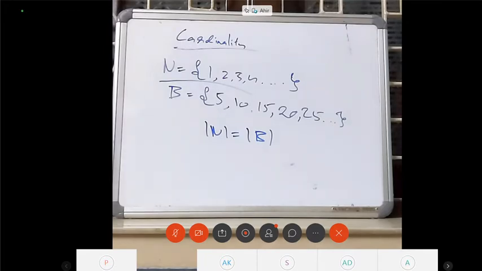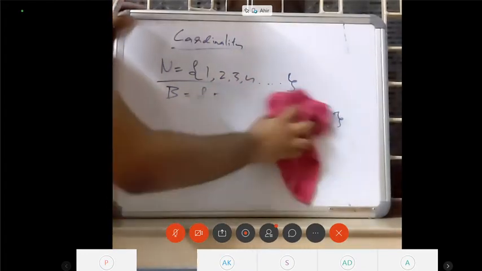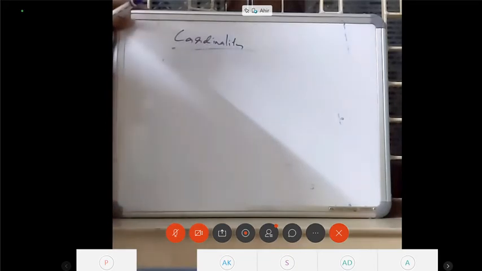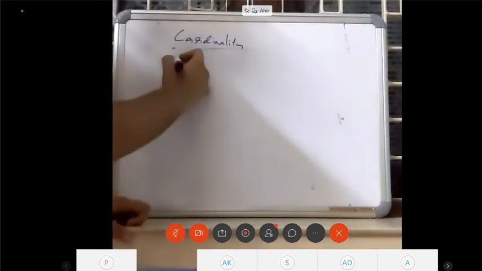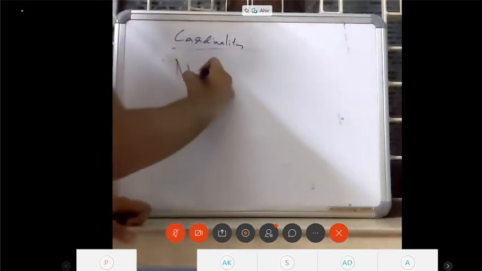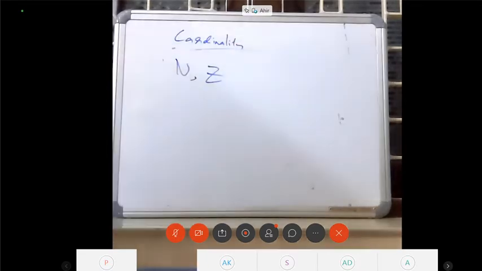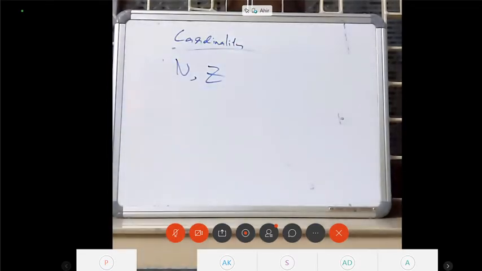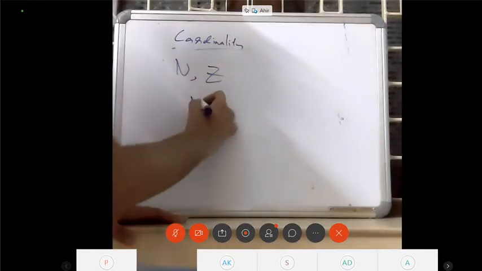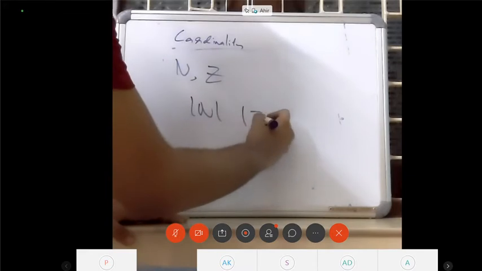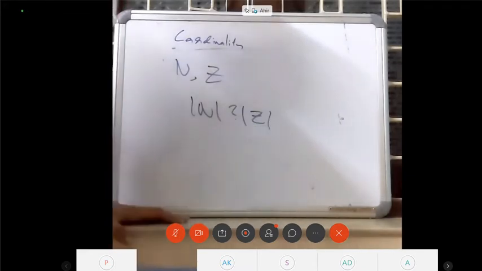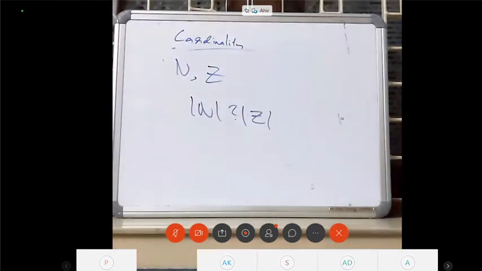Now, what about the set N and Z? So N is the set of natural numbers and Z is the set of integers. What can you say about the cardinality of N with respect to the cardinality of Z? Anyone?